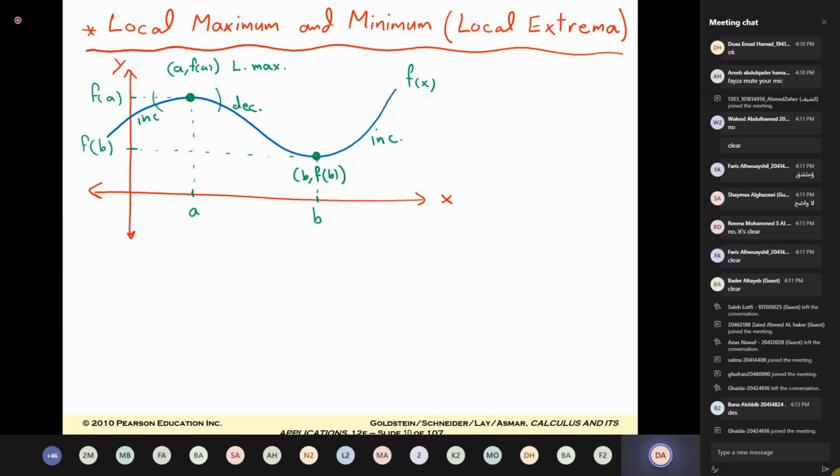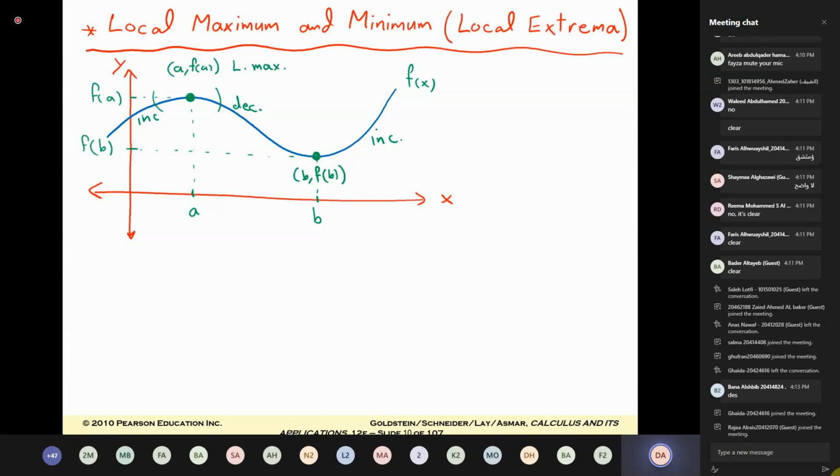Around the point, all the points are down from A and f(A). Okay, all points around A and f(A) are below A and f(A).